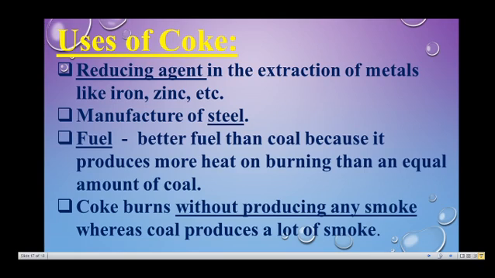And coke is used as a fuel, and it is a better fuel when we compare it with coal because of the following two reasons. One, coke produces more heat when compared to coal. If we take an equal amount of coal and coke, for example 10 grams of coke and 10 grams of coal, coke produces more heat. And coke burns without producing any smoke because it is a pure form of carbon. But coal produces a lot of smoke, so it causes air pollution. Therefore, coke is a better fuel when compared with coal.